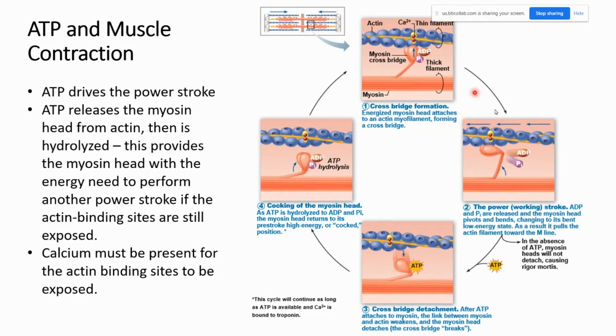Right? So ATP drives the process, but ATP also allows the myosin head to be removed from actin. Right? So there's the two roles of ATP. We need ATP for energy and also to release the head from actin.